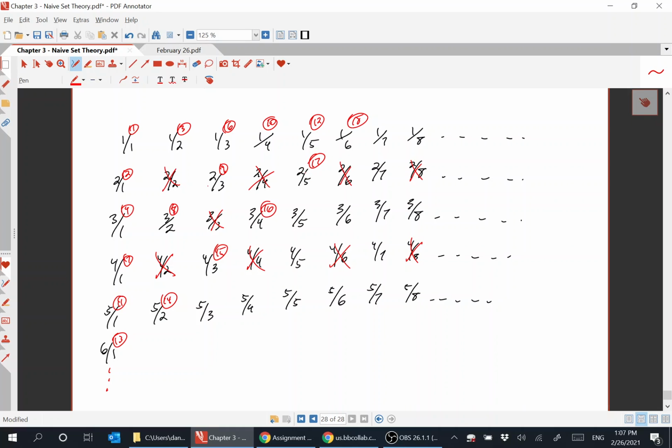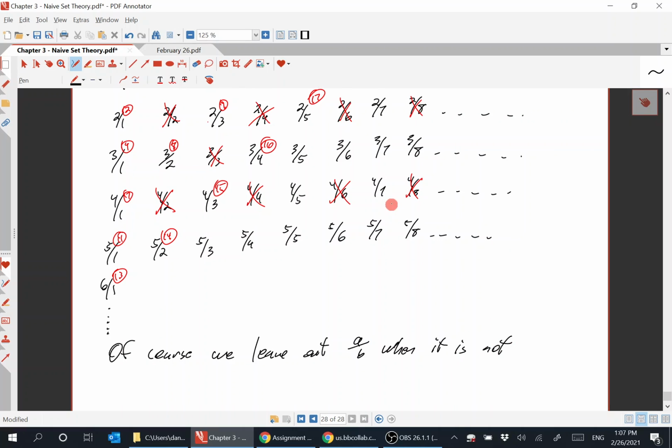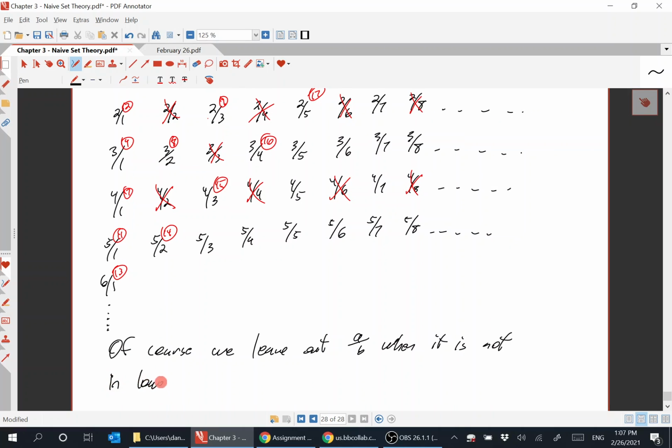So the rational numbers are countable. Of course, we leave out A over B when it is not in lowest terms, because it would have been counted earlier.